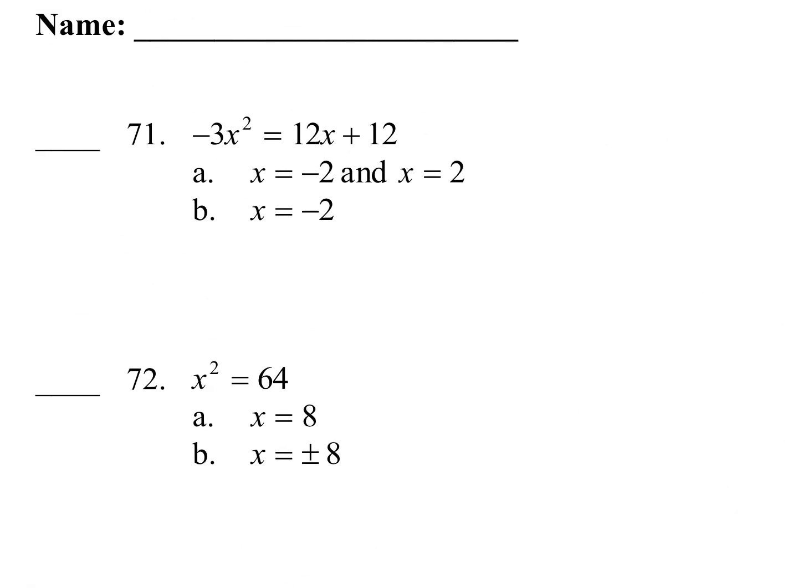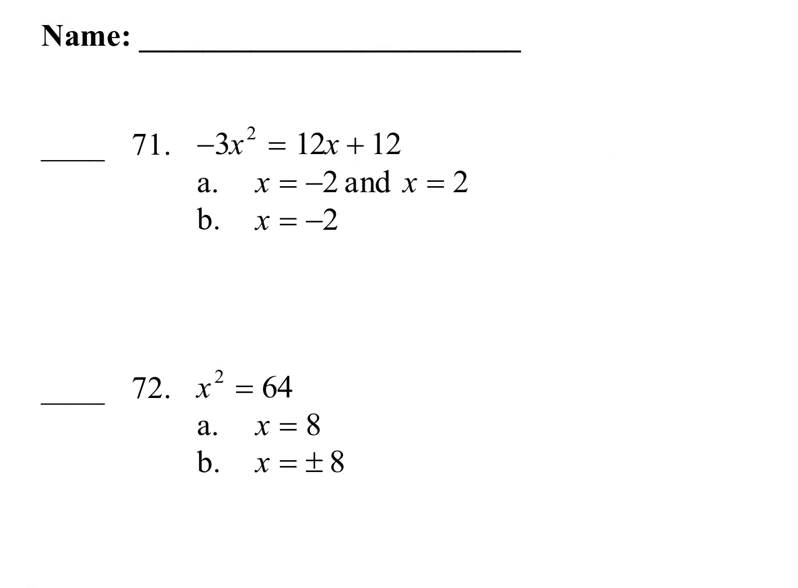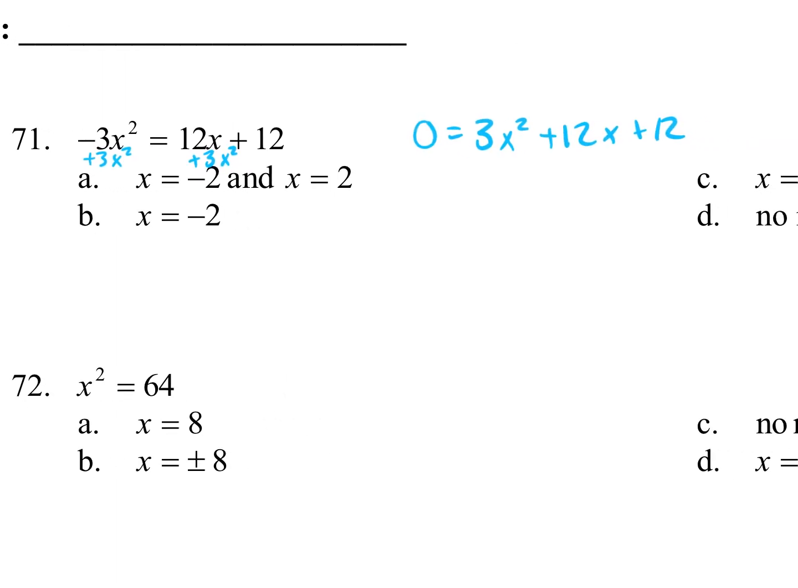All right, 71. What should I do first? Move them to one side. I'm going to add the 3x squared to the right side to make it a positive 3x squared. So I get 0 is equal to 3x squared plus 12x plus 12. What should I do next?